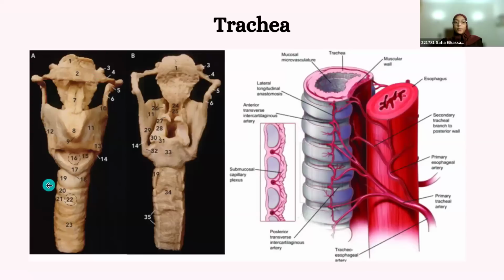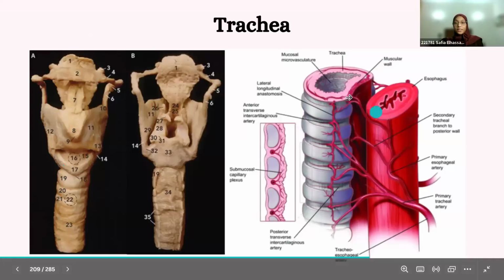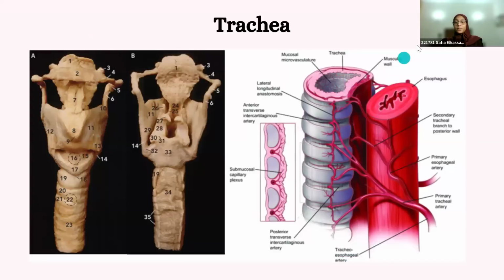Okay, so this is just a model of the trachea, just to show you guys that it starts below the cricoid and it goes all the way down. And here is a photo that shows you guys the relationship between the trachealis muscle and the esophagus. So notice how the muscle, which is one wall of the trachea, is directly in front of the esophagus, and this prevents the compression of the esophagus by the trachea.